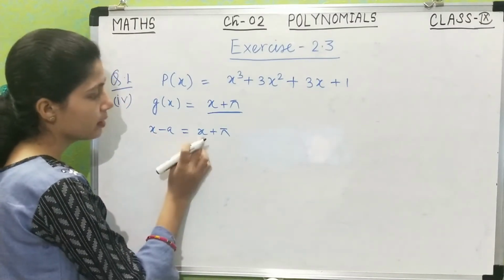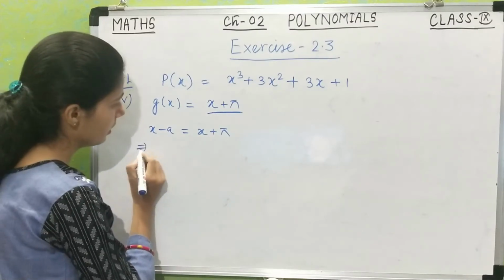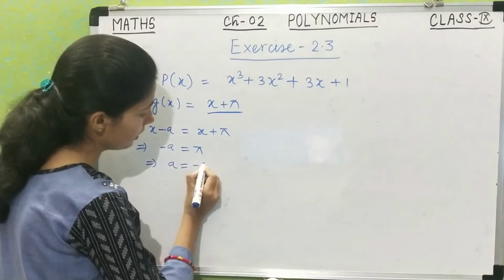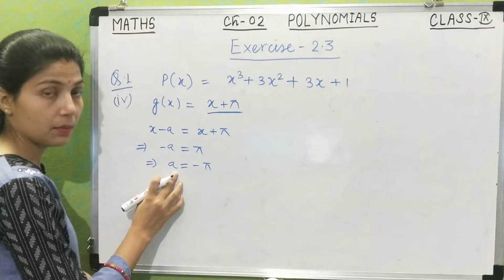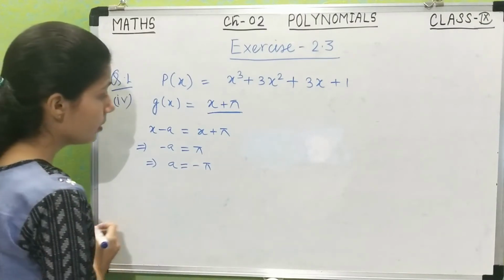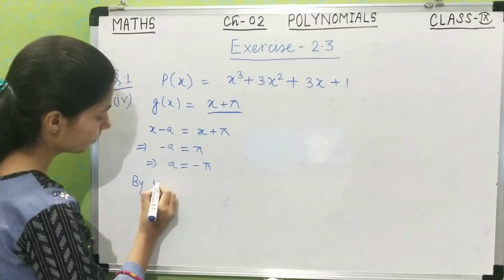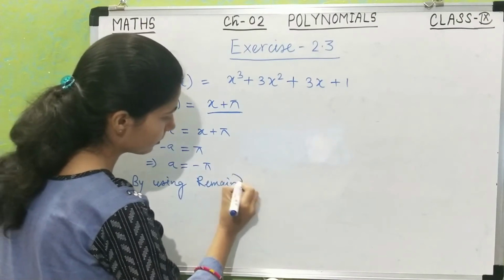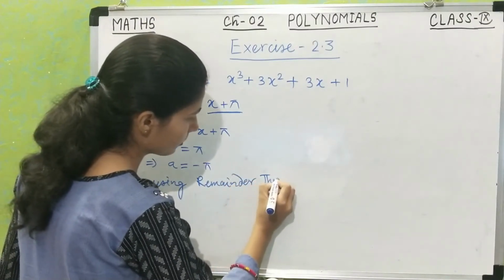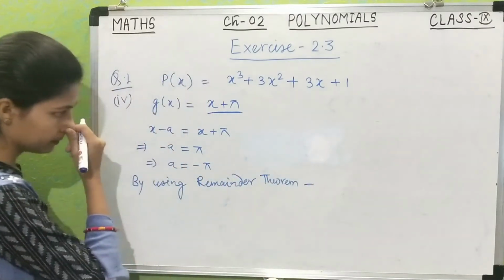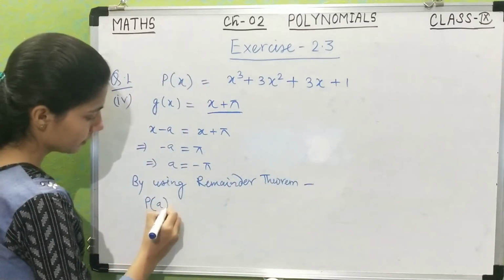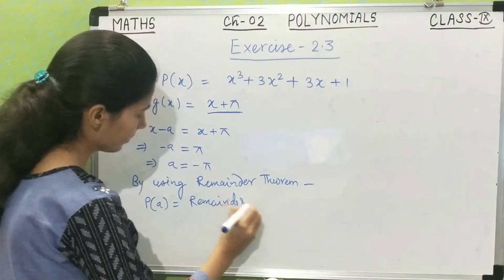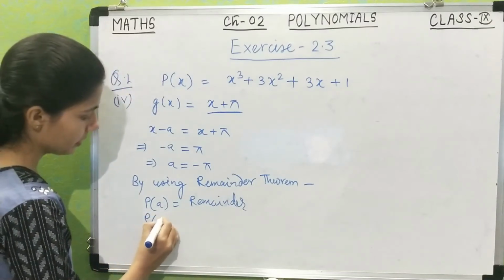See here, plus x cancels out, so it will give minus a equals pi, or we can say a equals minus pi. So here the real number a is minus pi. So why are we using the remainder theorem? P(a) will be the remainder, and P(a) here is P(minus pi).